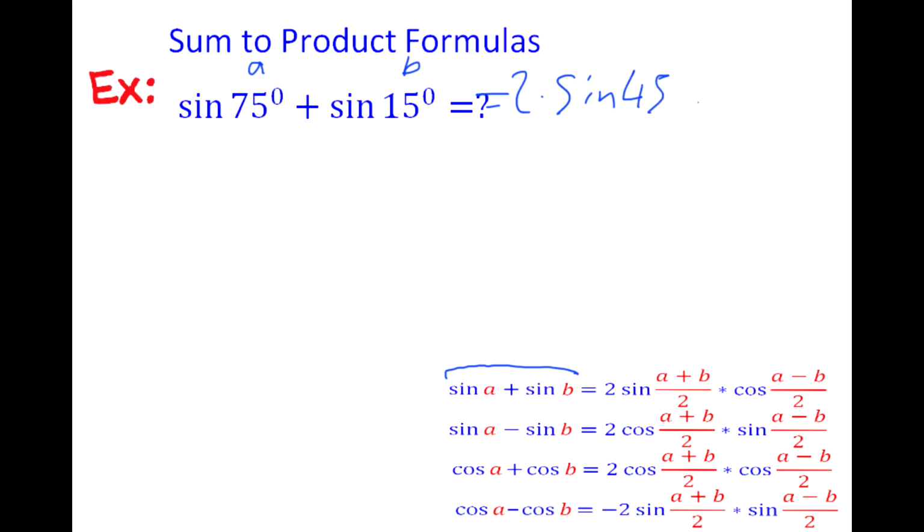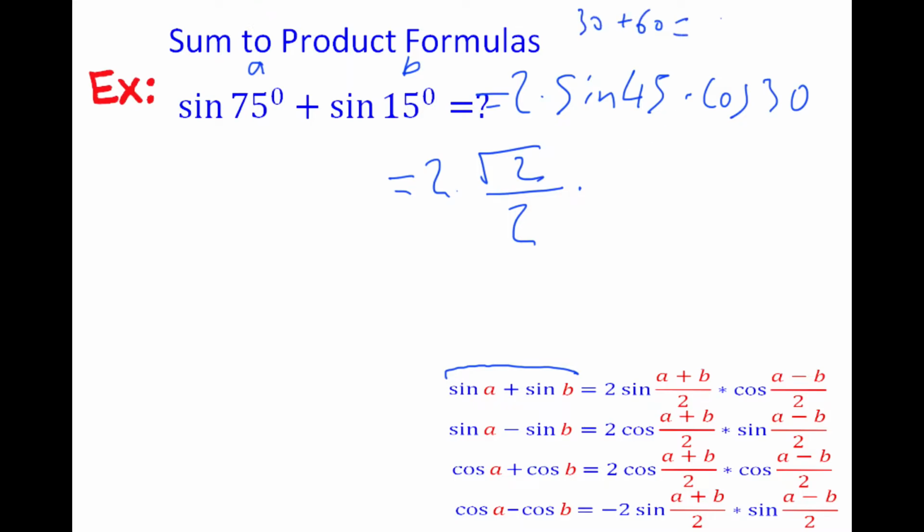So we're going to have 2 times sine 45 times cosine. If you subtract 15 from 75, then we're going to have 60, guys. 60 divided by 2, then we're going to have 30 from here. And that is going to be equal to 2 times sine 45 degrees, which is square root of 2 divided by 2, guys, times cosine 30, which is sine 60, right? Because 30 plus 60 is 90, right? Cosine 30 is sine 60. You can think of it in this way. This is a rule, actually. So sine 60 is square root of 3 divided by 2, guys.